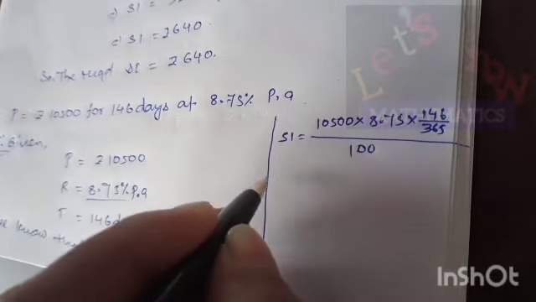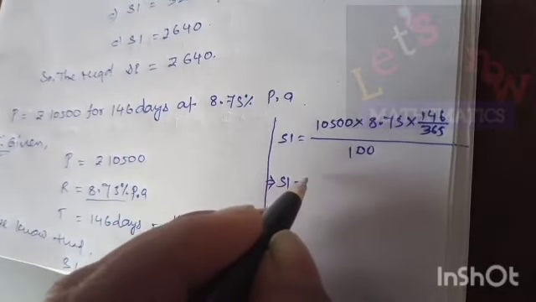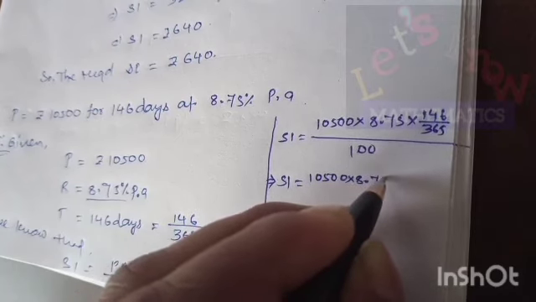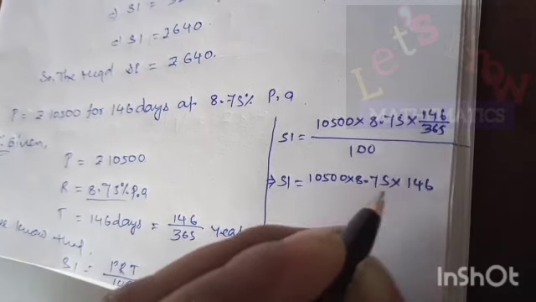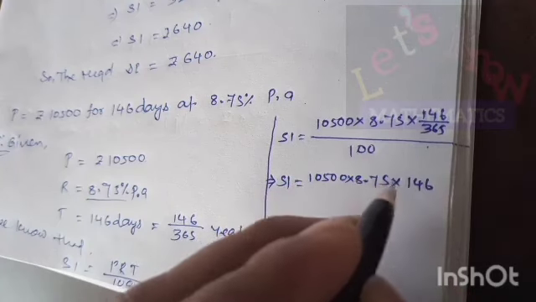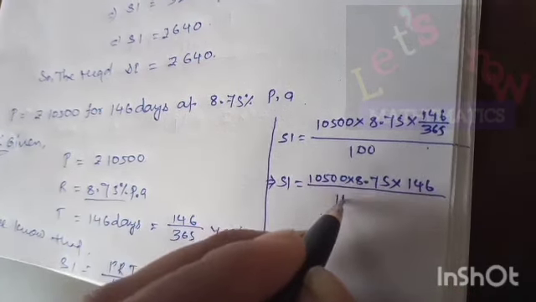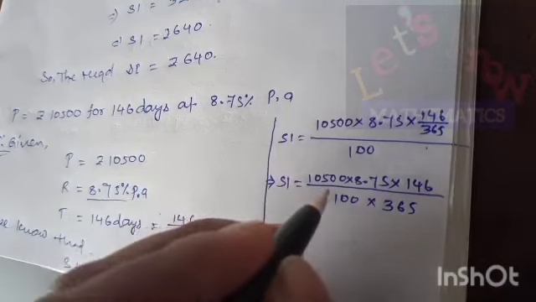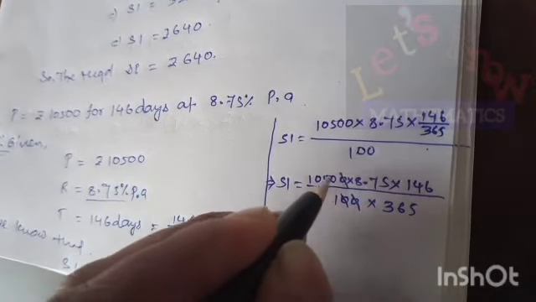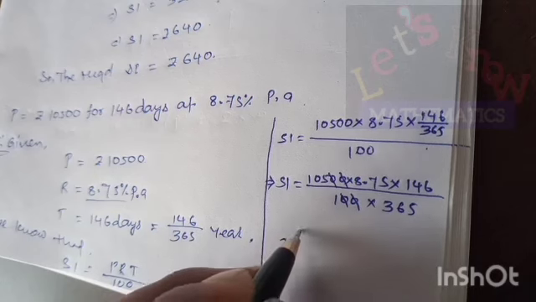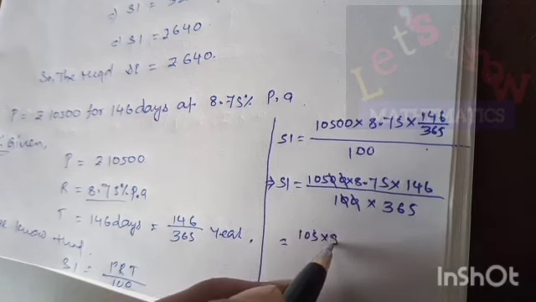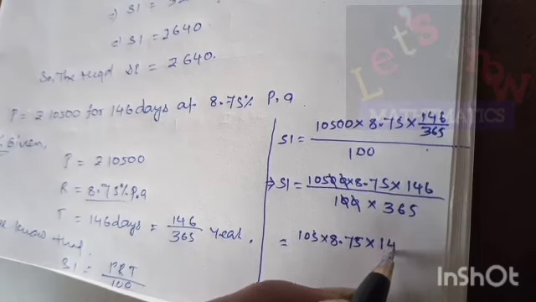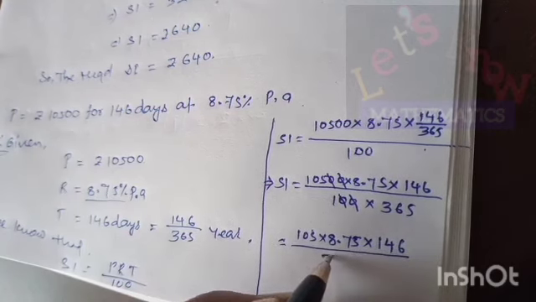So SI is equal to 10,500 into 8.75 into 146, and this 365 will come down, so divided by 100 into 365. So this 0 and this 0 cancel, this 0 and this 0 cancel. Then how much remaining here? 105 into 8.75 into 146 by 365.